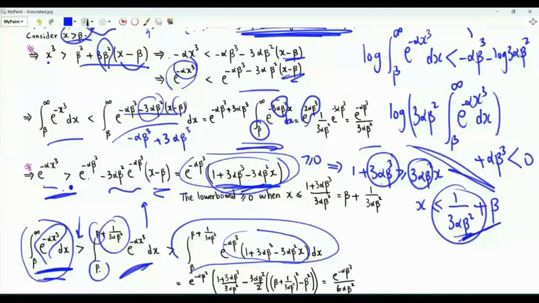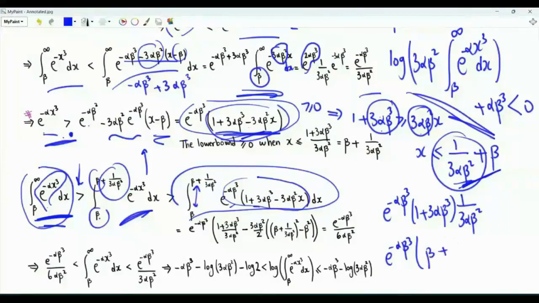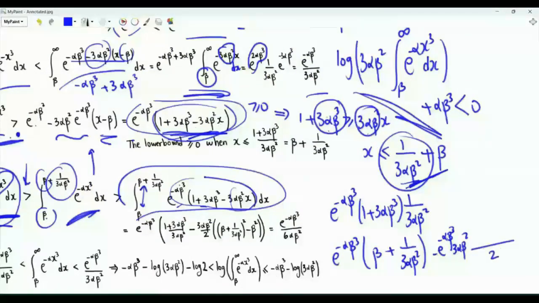The integrand is a linear function which can be easily integrated. The result of our integration is this constant times the length of the interval of integration. This is the exponential, beta plus 1 over 3 alpha beta squared. We also have the exponential and this factor 3 alpha beta squared. When we integrate x, we get 1/2 x squared. We need to use the limits of integration. So here we get the difference beta plus 1 over 3 alpha beta squared whole squared minus beta squared. We get 2 over 3 alpha beta plus 1 over 9 alpha squared beta to the 4.